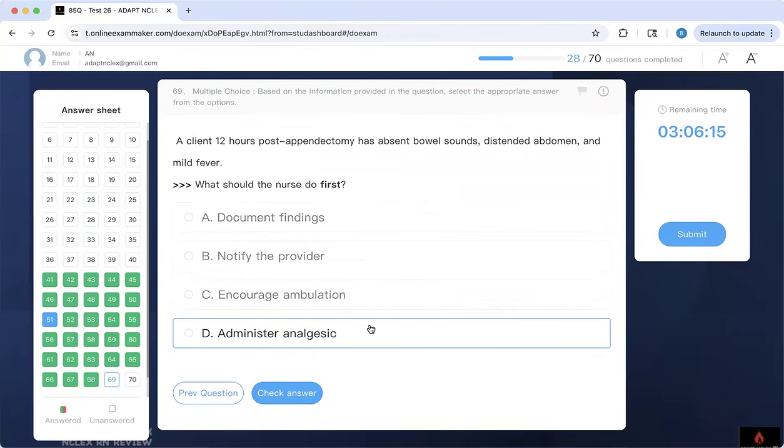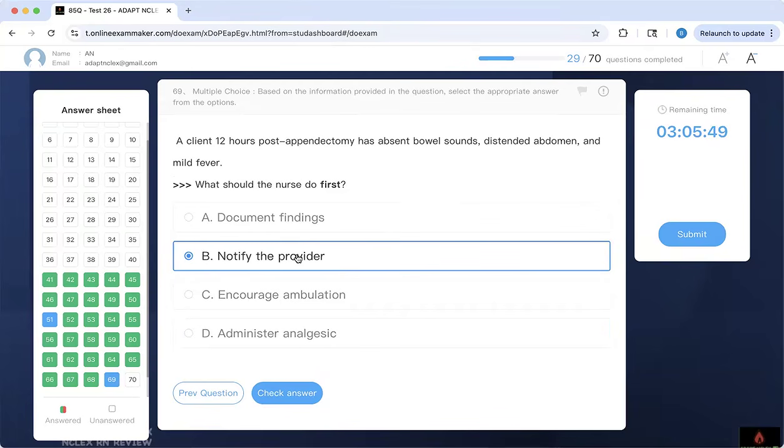Two more questions. A client 12-hour post-appendectomy has absent breath sound. His abdomen is distended and he has a mild fever. What should the nurse do first? Document the finding, notify the care provider, encourage ambulation, give analgesic. Twelve hours, distended abdomen, no bowel sound. He has mild fever. He just had surgery. What would you do? You should let the doctor know. This is unacceptable. It's not what you should expect. We should do something about it. Walking is okay, but this is more of a problem. And then document the finding. You don't just do nothing.